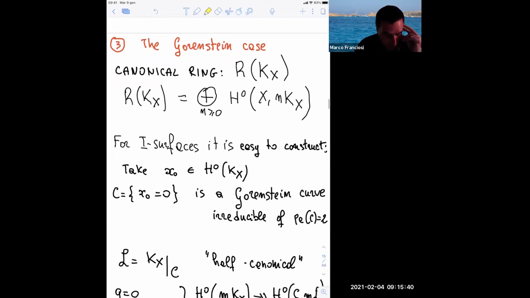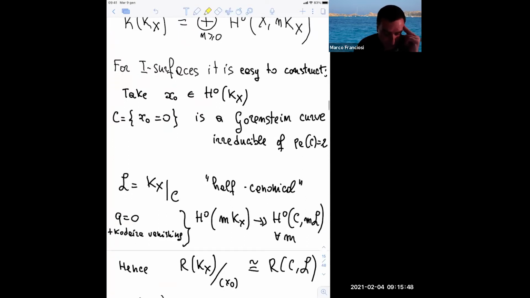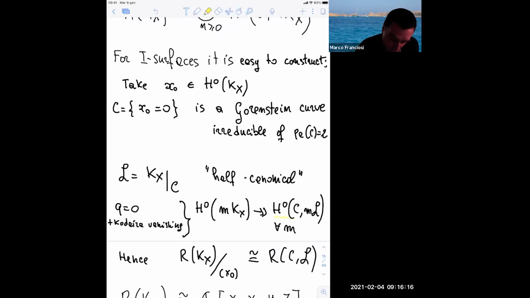So we take such a curve C given by x0 equal 0, and we consider the restriction to C, which is a half canonical divisor L. Then under our hypothesis q equals 0, plus a Kodaira vanishing type result of Liu and Rollenske, we have a surjection of the sections of the multiples of the canonical divisor of X onto the multiples of L. And then studying here the ring R(C, L), the half canonical ring on C, via classical arguments of Castelnuovo, Mumford theory, and so on, exactly as in the smooth case.